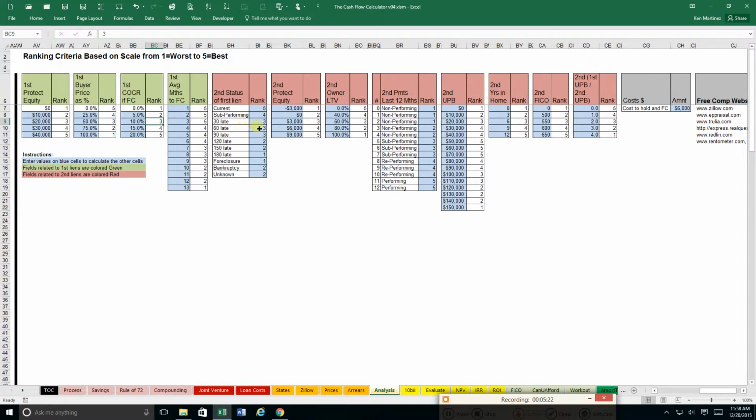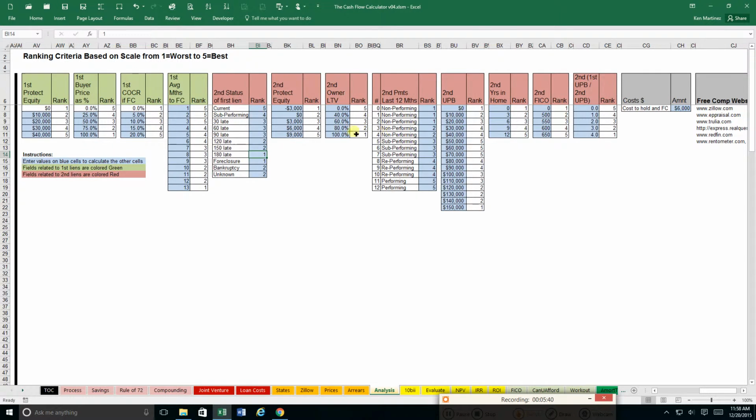So anyhow, second loans, one of the main things is what's the status of the first. Obviously, if it's current, that'd be the best thing. So they get 5 points, all the way down to 1 point if the first is in foreclosure or it's not performing at all, they're late.